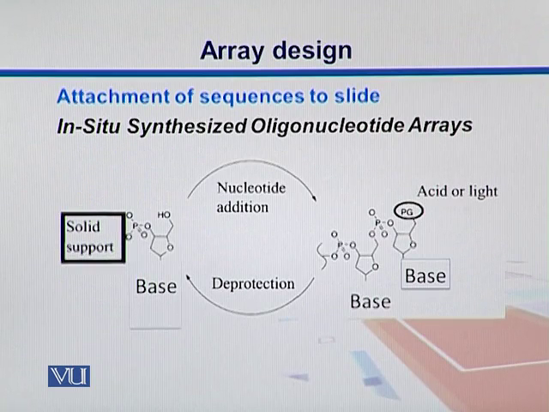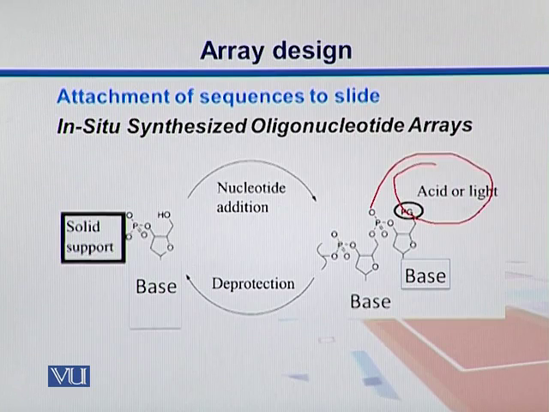So you have the solid spot, you have a base which is added, and then you add the next base nucleotide, and the OH of this base is protected here. So you see that PG, and then you can use acid or light to control this process and deprotect it, and then you can continue adding. But at that time, only one nucleotide is added at a time.